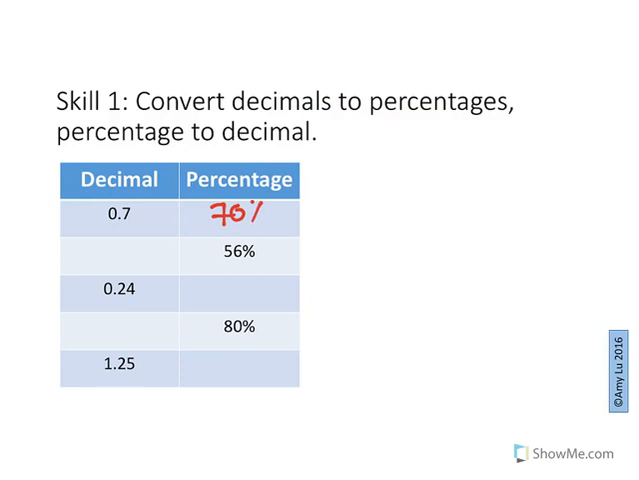So this was 70%, this was 0.56. Now 0.24 times 100 makes 24%. 80% divided by 100 will make 0.80, or 0.8, it's the same thing. Now the last one, you're going from a decimal to a percent, still the same thing. You times it by 100, which moves your decimal 2 times to the right, which just makes 125%.